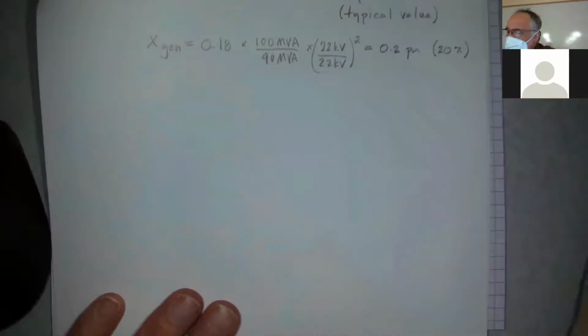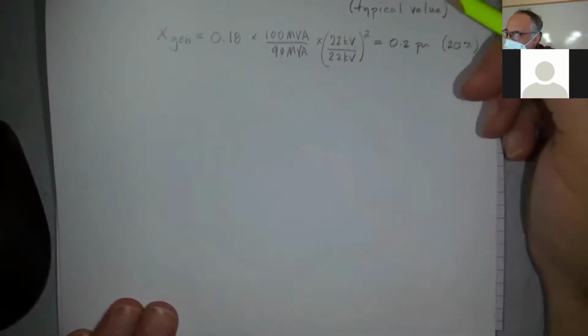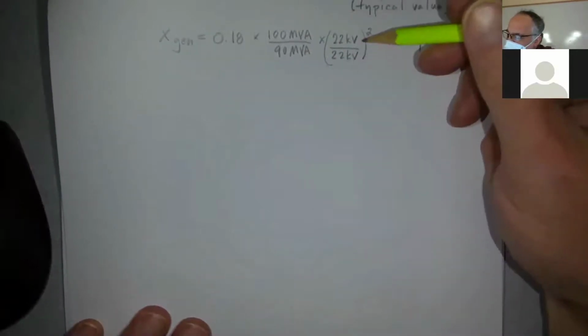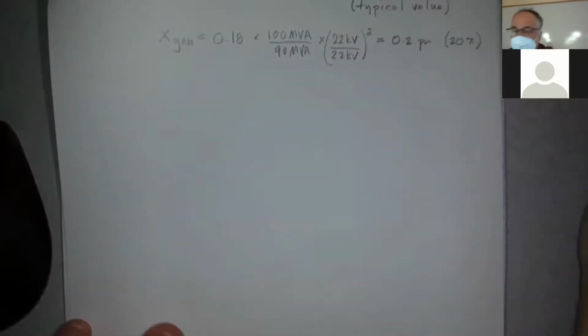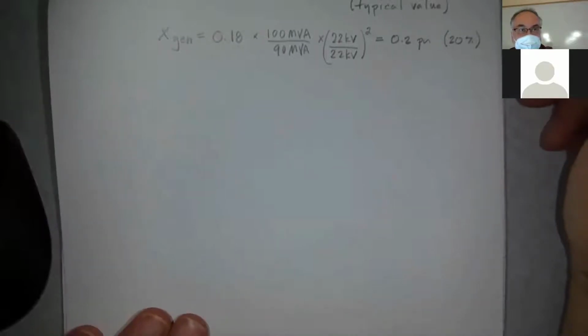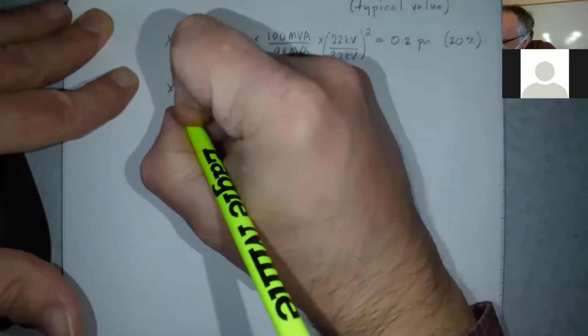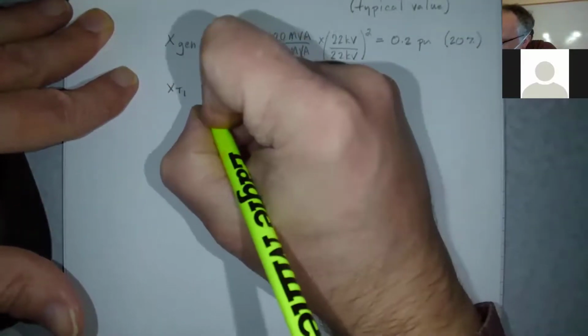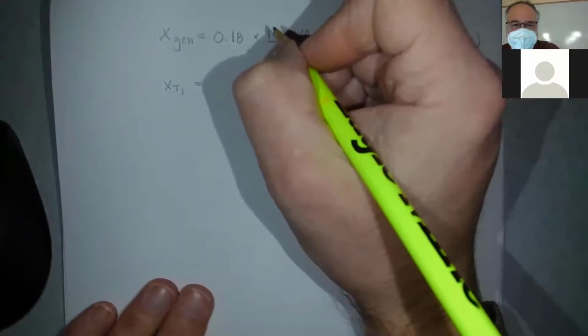And this 0.18, we get right off the nameplate of the generator. Okay? The nameplate of the generator would say it's a 90 MVA generator at 22 kV with an impedance of 0.18. Okay? And then all you have to do is change base to put it into your system model. Okay. XT1. So this is the first transformer. What's its impedance?